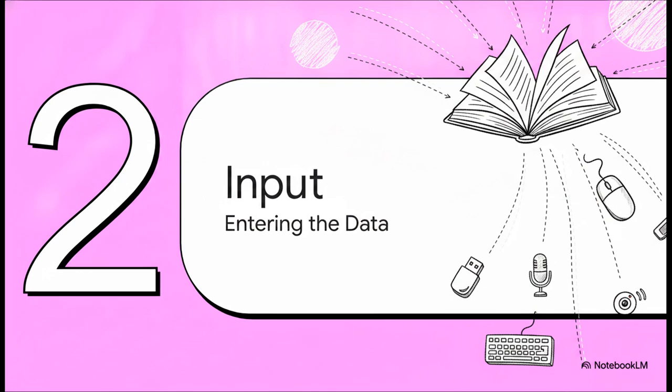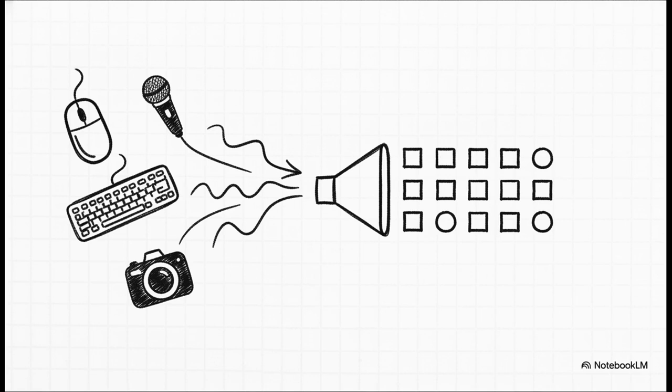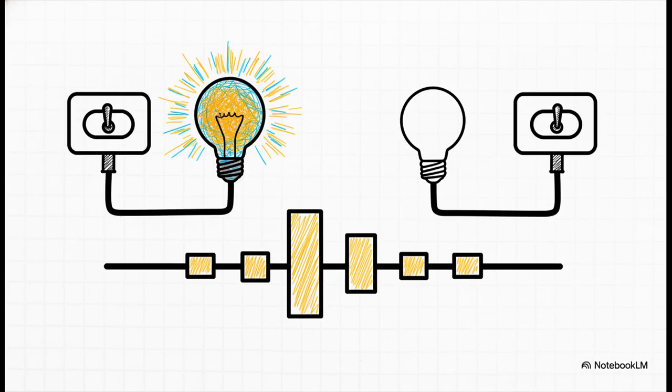Entering the data. Let's crack open our book and look at input peripherals. Now you are definitely familiar with these. We're talking keyboards, mice, touchscreens, microphones, digital cameras. Their sole job in the grand architecture of a computer is simply translation. They take human actions, a keystroke, a finger swipe, a spoken word, a beam of light, and they translate those real-world signals into something the machine can actually read. And what exactly is it translating everything into?